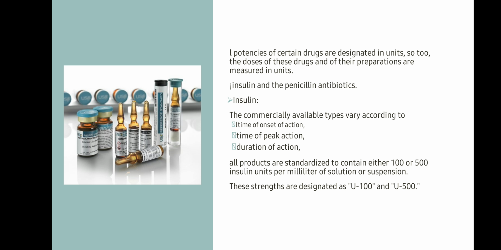Potencies of certain drugs are designated in units too. The doses of these drugs and of their preparations are measured in units. Insulin and penicillin antibiotics. Insulin, commercially available types vary according to the time of onset of action, time of peak of action, and the duration of action. All products are standardized to contain either 100 or 500 insulin units per milliliters of solutions or suspensions. These strengths are designated as U-100 and U-500 units. Yung U natin doon is units.